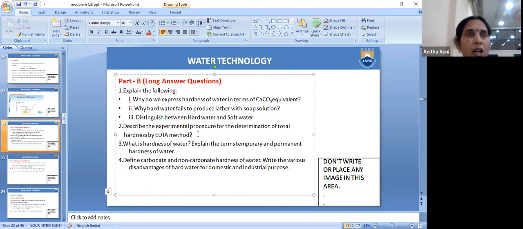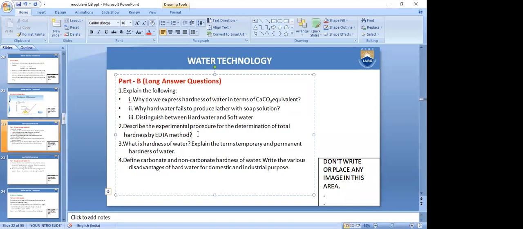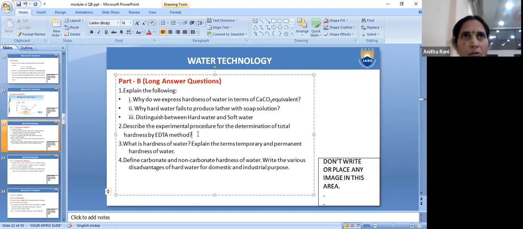Okay, now step 4, the last step. Which water will you take? Boiled water. Tell me the formula: M4V4 is equal to M2V2. M4 is the molarity of boiled water, which we are going to find out. V4 is the volume of boiled water. M2 is the molarity of EDTA. V2 is the volume of EDTA consumed.